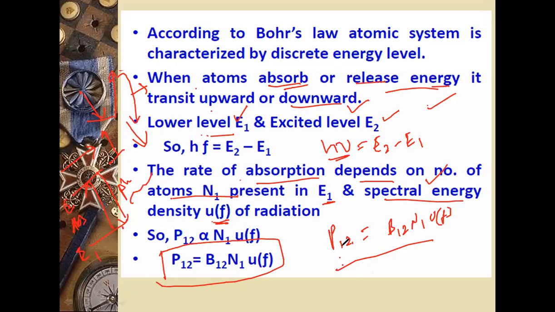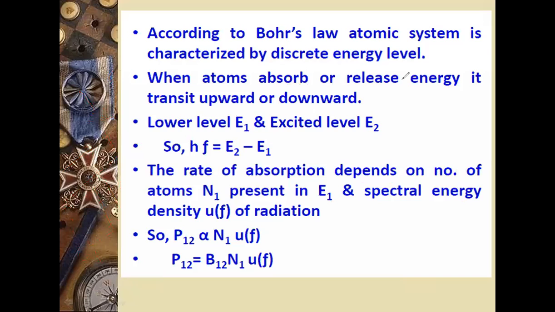That is, electrons are going from the ground state to the excited state. In that case, it is directly proportional to the number of atoms present in the ground state, and the density rho nu, and B12 is the proportionality constant. So P12 is actually like this. We write proportional B12 because it is from 1 to 2. This is one of the equations you have to understand.